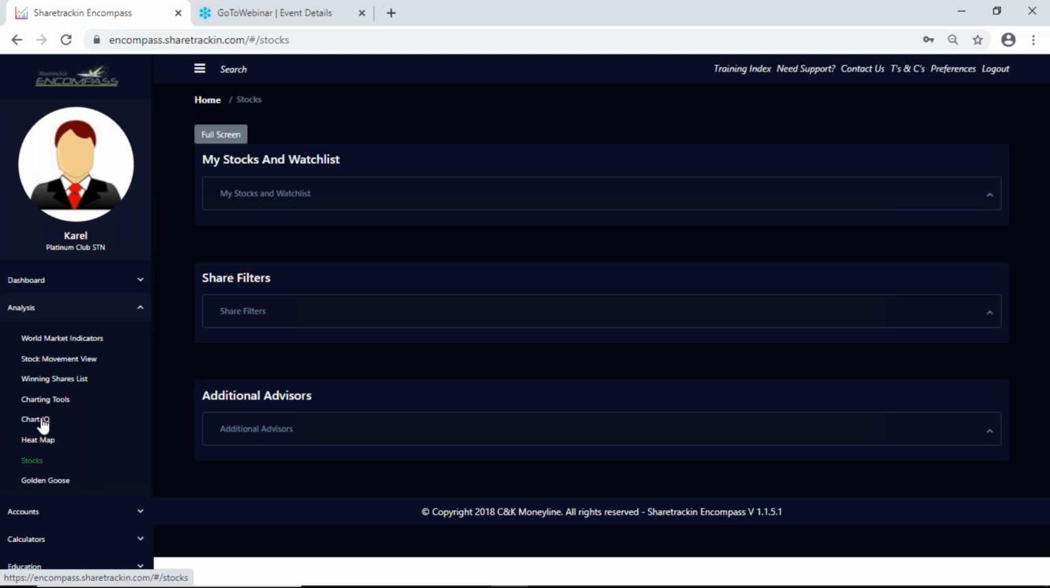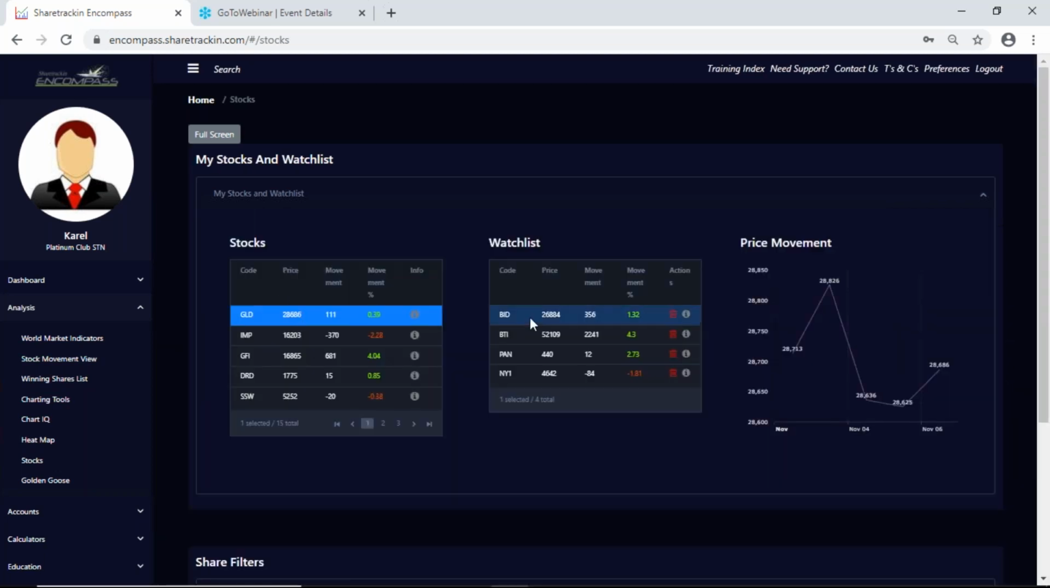So I went to analysis and then I went to stocks. So right on top, I have my stocks and watch list. If I click on it, on the one side, I have my stocks, meaning shares that are already bought, and my watch list on the other side, meaning shares that I want to keep my eye on. So I'm going to close that.